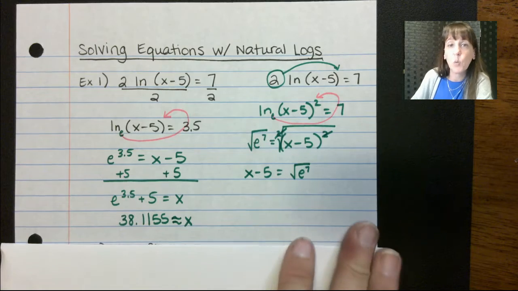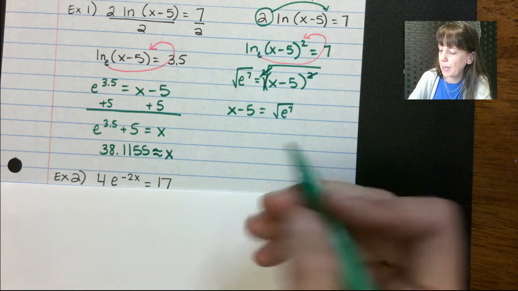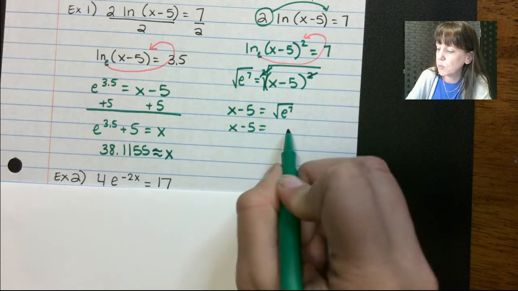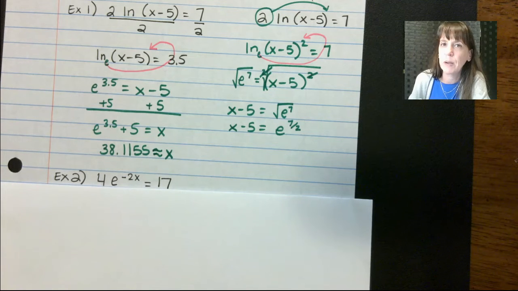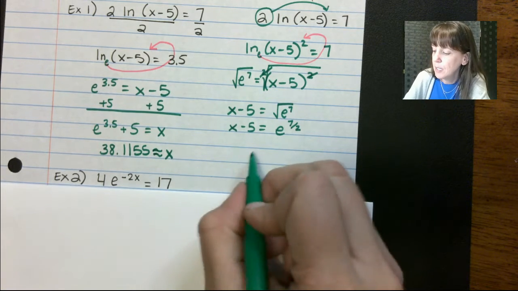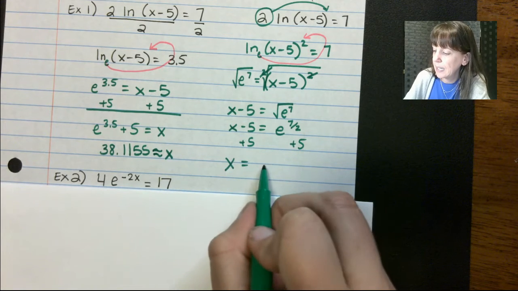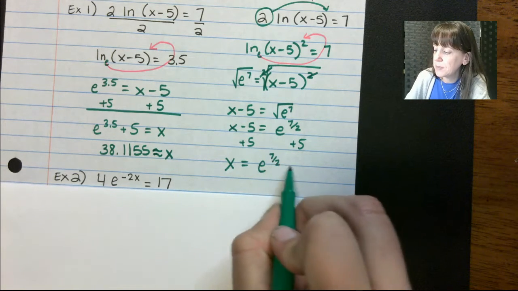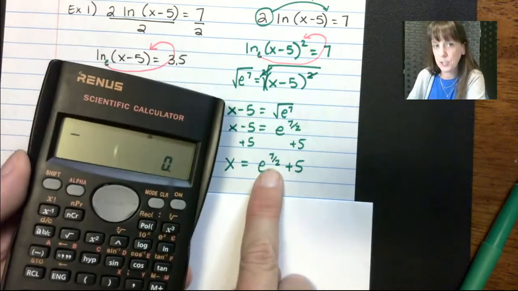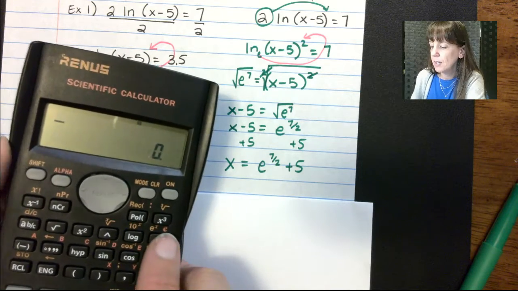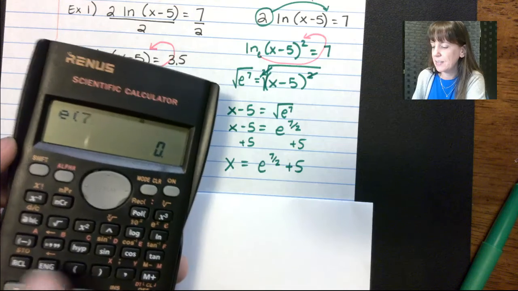Now remember, when we take the square root, like that 2 that I had written here, it can boot it to the back. So I say x minus 5 equals e to the 7 divided by 2 power. Again, that's 3.5, but I want to show you how to enter it into your calculator. So plus 5 to both sides, we end up with x equals e to the 7 halves power plus 5. If you wanted to enter that in as a fraction instead of a decimal, you would say e, and for mine I have to hit shift e, and then parentheses 7 divided by 2.